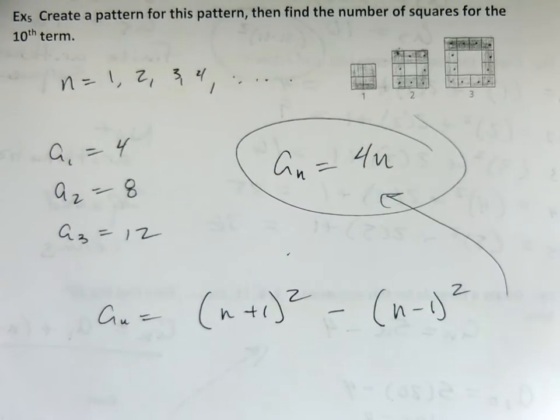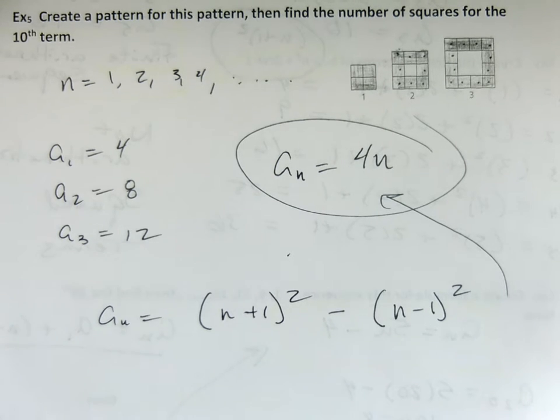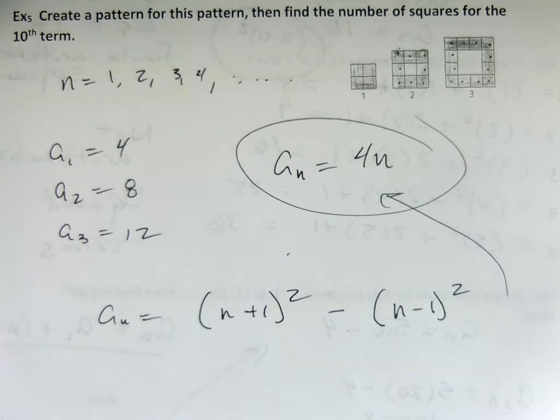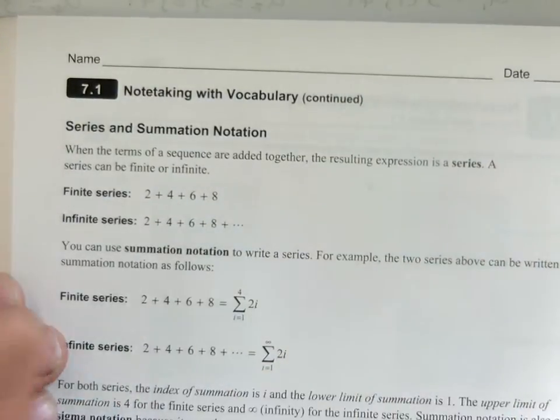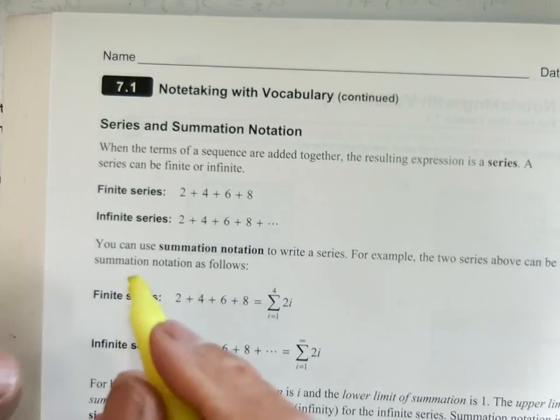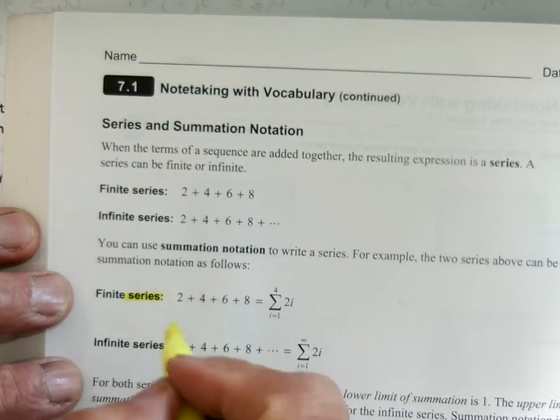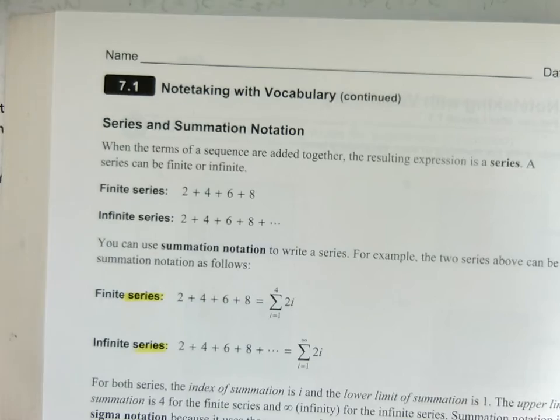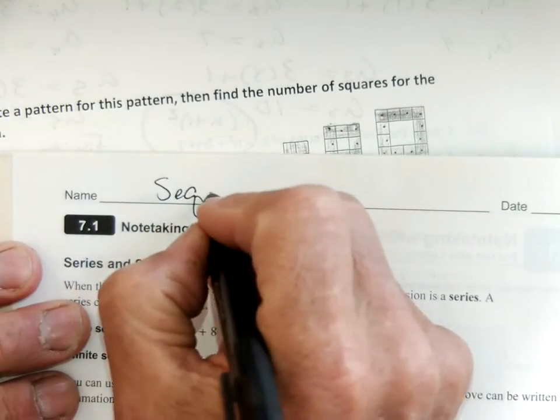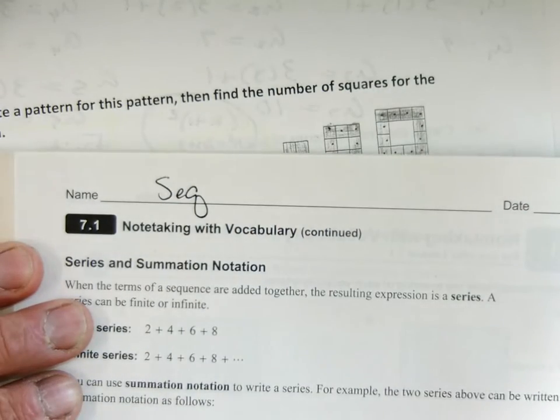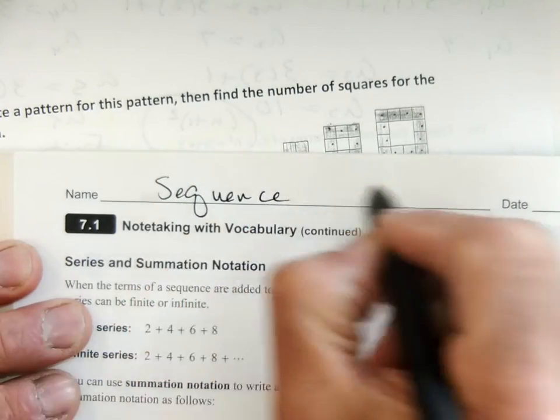Now, I want to show you one more thing, and that's in your journal, okay? So let's take a look at our journal, and I'll wait for you. Go to page 198. On page 198, it talks about series.